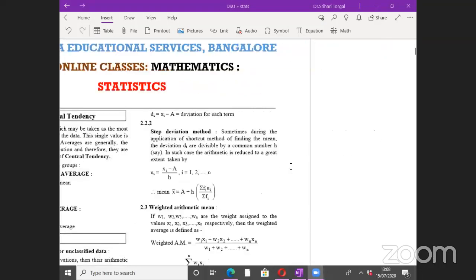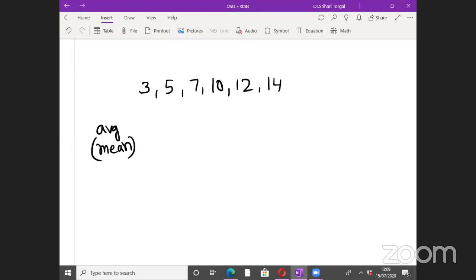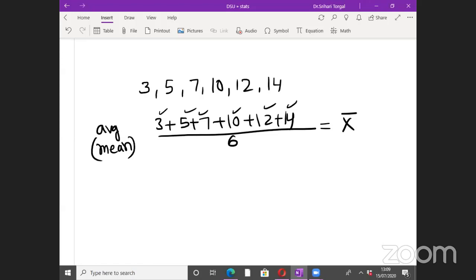So let me start with some synopsis, then we'll go for problems. Let me consider some data. For example, 3, 5, 7, 10, 12, 14. Mean, mean value. This gives you the mean value of the given data. That is raw data, that is ungrouped data.